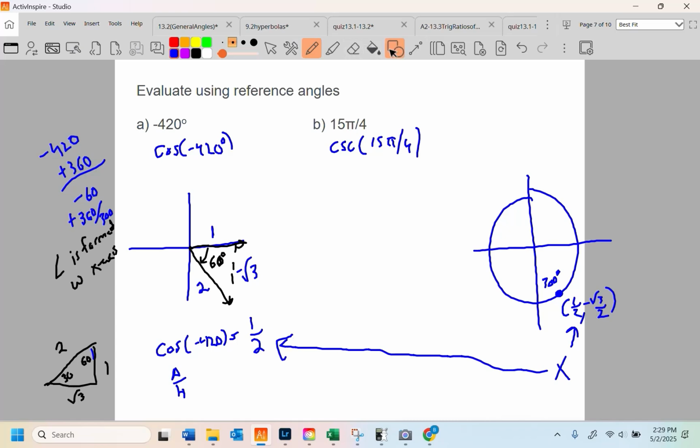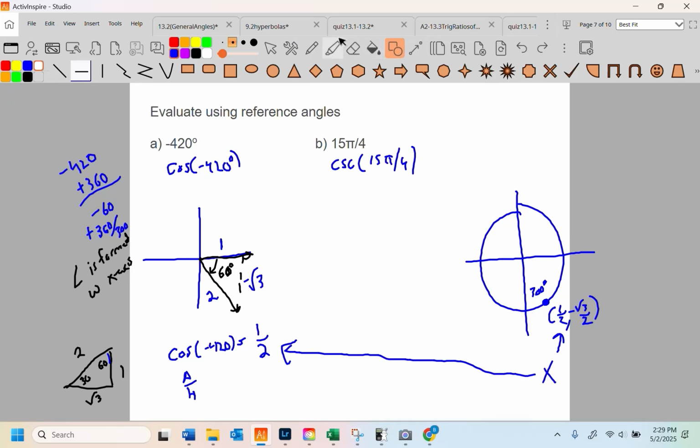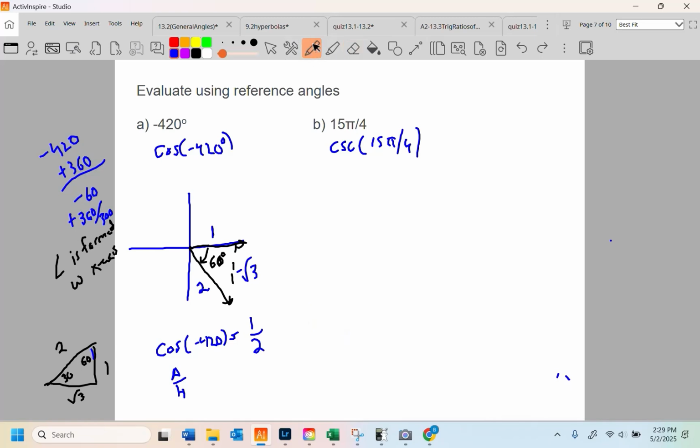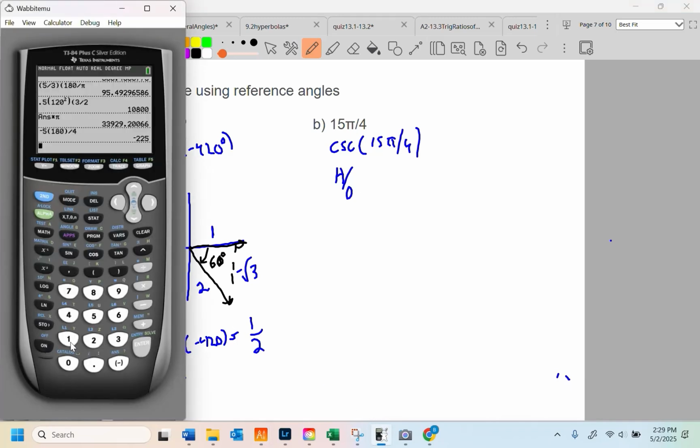Up next for us is 15 pi over 4. And that's cosecant, by the way. Cosecant's a tough one, right? Remember, hypotenuse over opposite. So you're going to have to convert that into degrees. You should know that pi is worth 180 by now. If you don't, God bless your soul. And it's a big angle. Whoops, I don't know why I divided by 45.